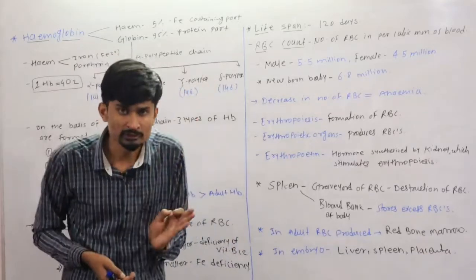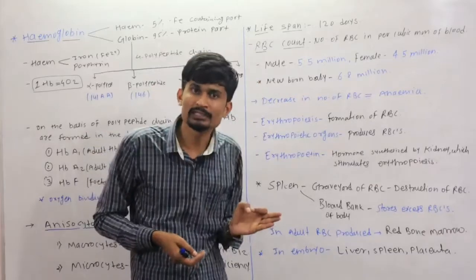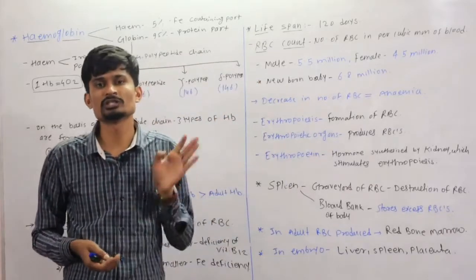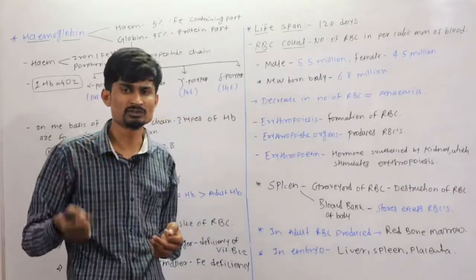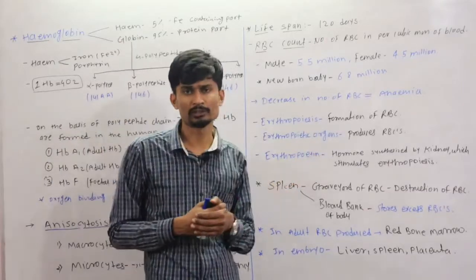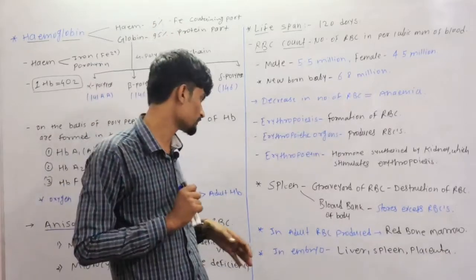Okay. Next, erythropoietin. What is the erythropoietin? Erythropoietin is a hormone which is secreted by the kidney, and this hormone, that is erythropoietin, stimulates the erythropoiesis process. Means formation of RBC is stimulated by the erythropoietin which is secreted by the kidney. It is a hormone, that is kidney hormone.